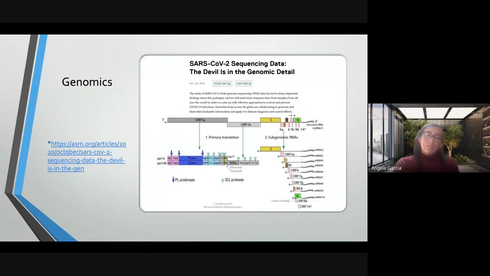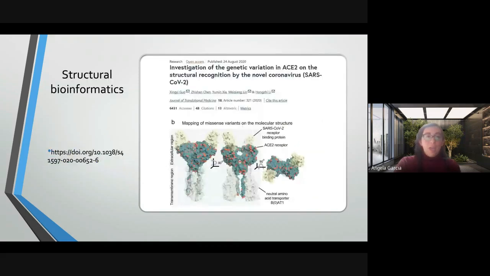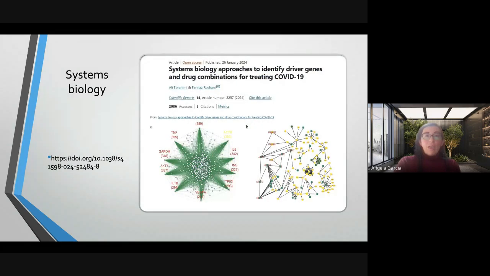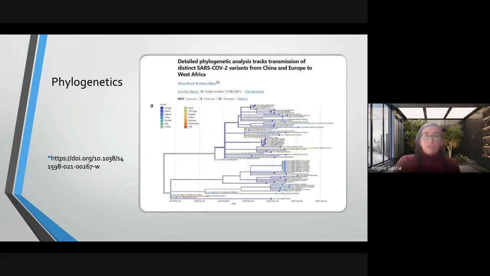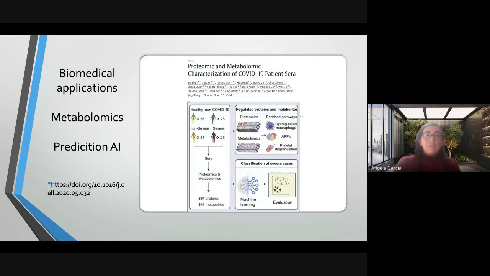So here I have this in slides a little bit bigger, the information that I just showed you. This one is from the genomics, the structural bioinformatics, and the ACE2 protein. This one's a systems biology approach, for example, to treat combinations of drugs and to use in the clinics. Phylogenetics to track transmission, and the proteomics and metabolomics approach.